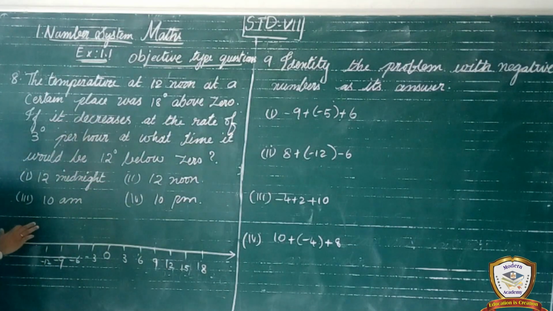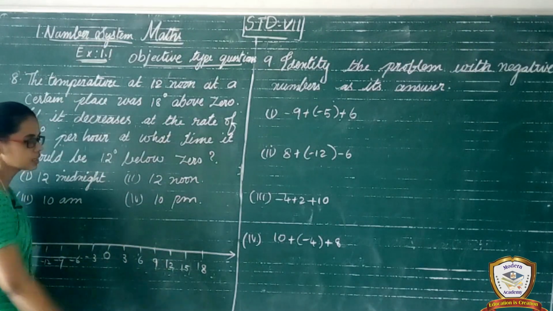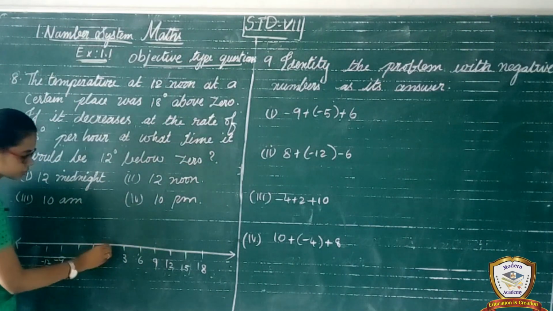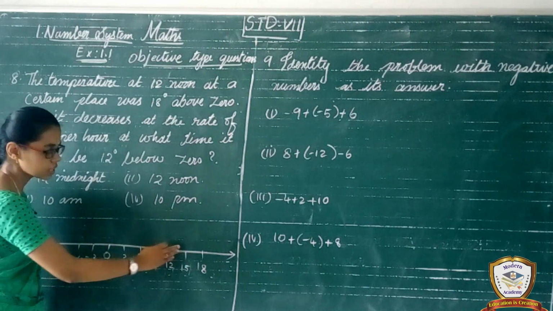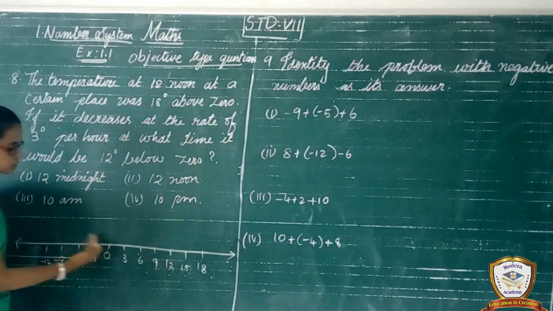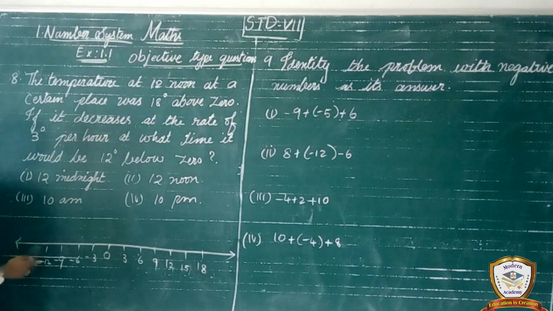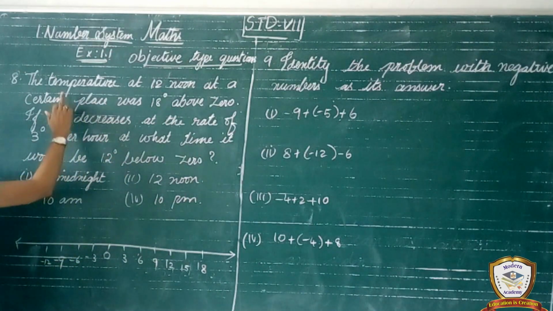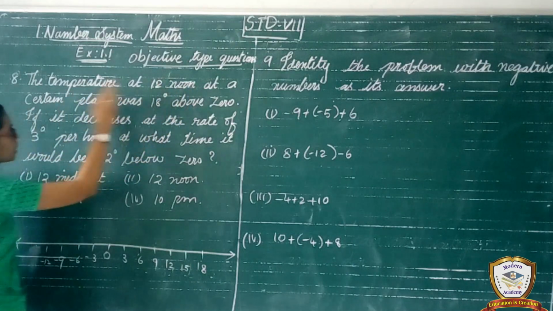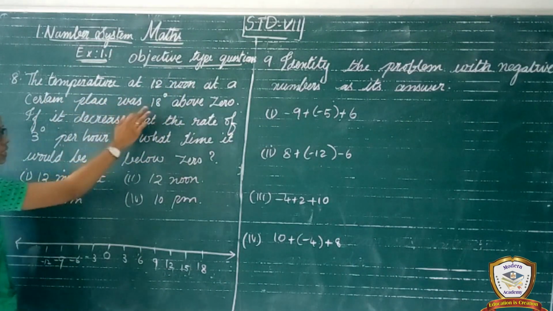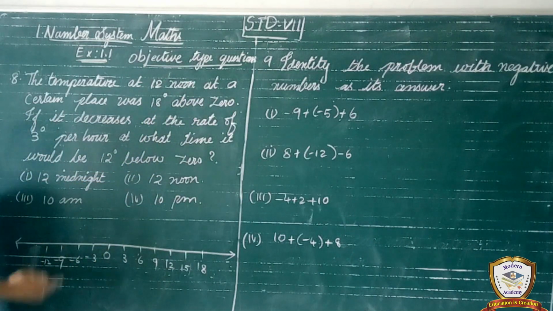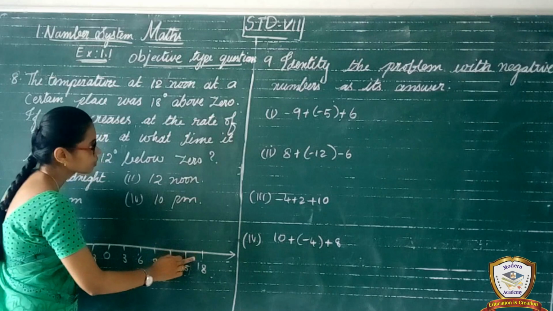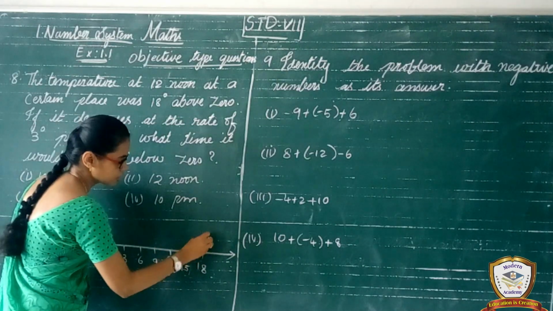Listen, they will give 4 options. Which option will come, that only we have to find. Okay, let us consider the number line. 0 must be the center, the right side of 0 is positive integers, and the left side of 0 is negative integers. The temperature at 12 noon at a certain place was 18 degree above 0. So I mention here, above 0, 18 degree means 12 noon.